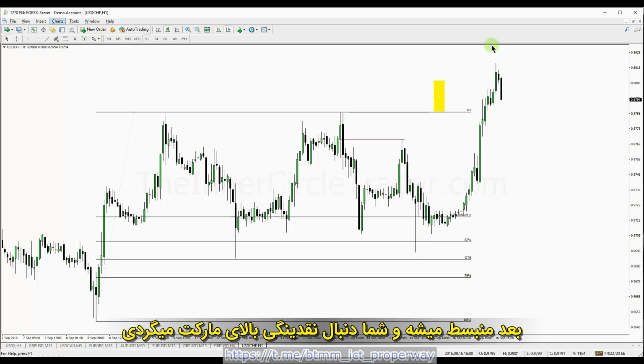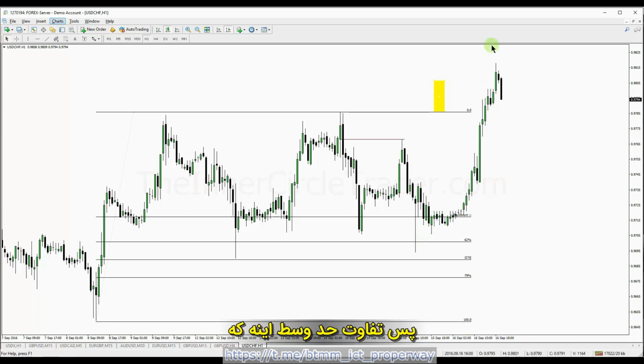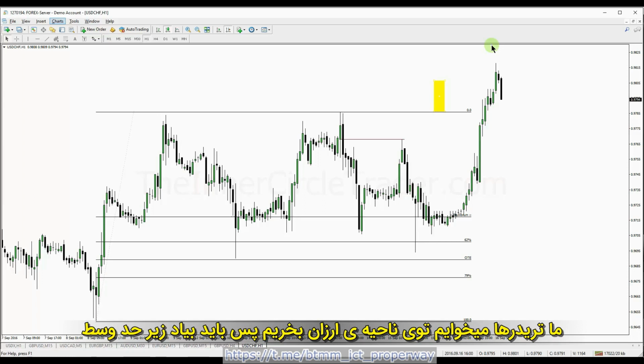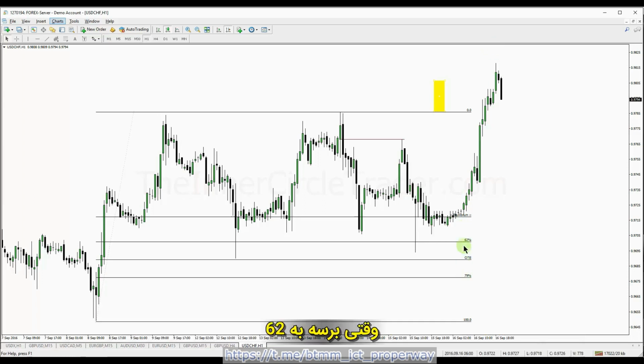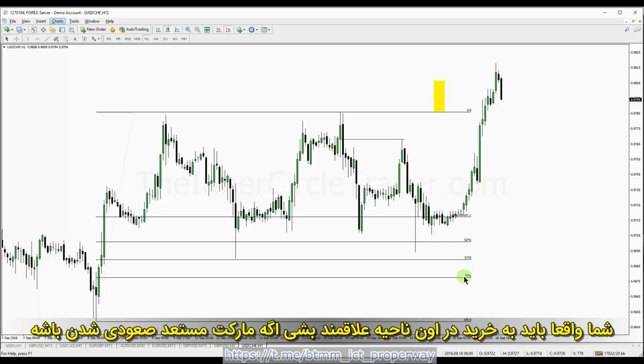Then the expansion comes and you look for the liquidity above the marketplace. So the difference is, yes, it's fair market value at equilibrium. We as traders want to trade at discounts. We have to get below equilibrium. When it gets into the 62% retracement level, or down into 70.5 or even 79% retracement levels, you really need to be considering being long on those markets when your underlying bullishness is there.